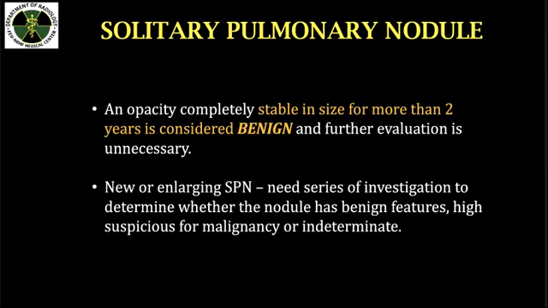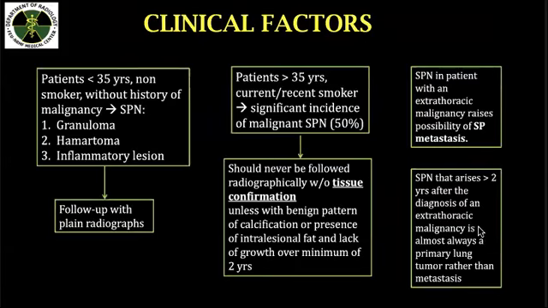In assessing solitary pulmonary nodules, we need to have a better clinical history. For example, we have a patient less than 35 years old, non-smoker, without history of malignancy. Then you saw a solitary pulmonary nodule. The differentials at this time could be granuloma, hamartoma, and even an inflammatory lesion. You could follow up with plain radiograph to see if there's enlargement of the nodule.